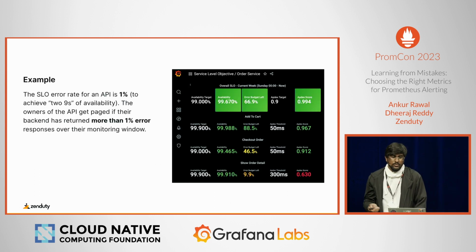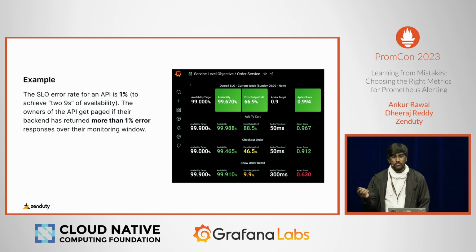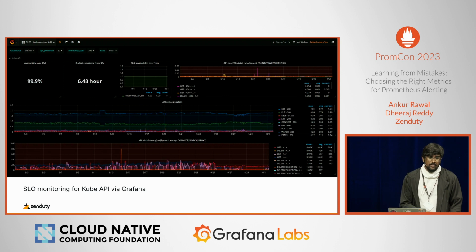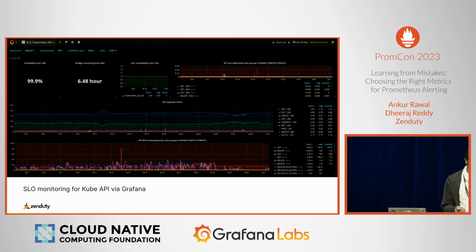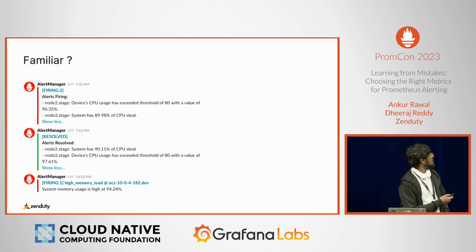So how are SLOs calculated? Suppose you see an API where you have 1% error rate, then that means your SLO will be 2 nines. This is how you monitor your SLOs, and you can see some of the monitoring stuff. And this is another slide where you can see over 30 minutes what the availability of your pod and error budget remaining was, almost 6 hours 48 minutes. I hope you are familiar with this. As developers we see this a lot on a day-to-day basis.